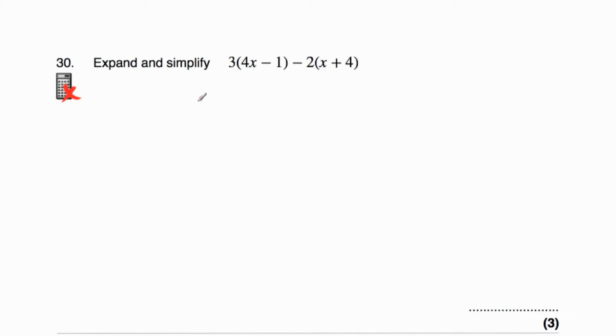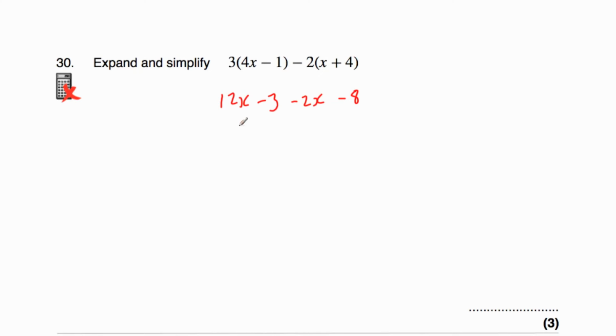Okay, question number 30 says expand and simplify. And we've got 3 bracket 4x minus 1, close brackets, minus 2 bracket x plus 4, close brackets. Okay, so let's expand our brackets. So 3 times 4x, so that's going to be 12x. And then we've got 3 times minus 1, that's minus 3. Now we've got minus 2, so we're going to do minus 2 times x, that's minus 2x. And then we've got minus 2 times 4, that's going to be minus 8, because minus 2 times 4 is minus 8. So we've expanded our brackets.